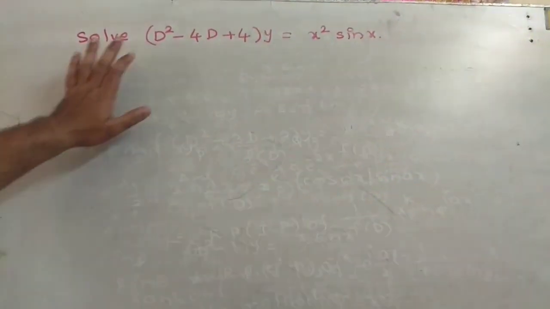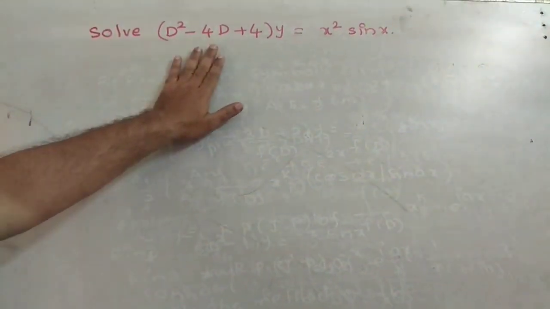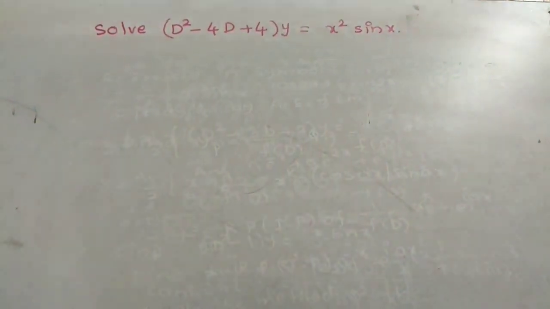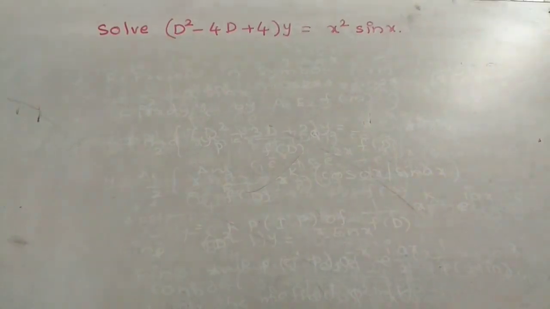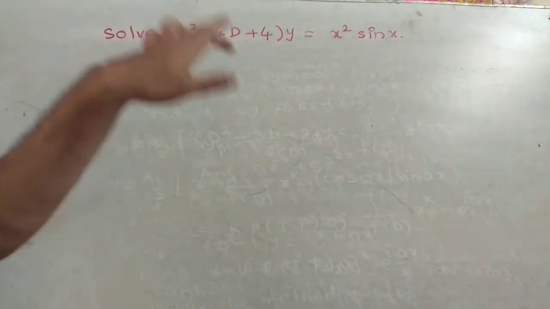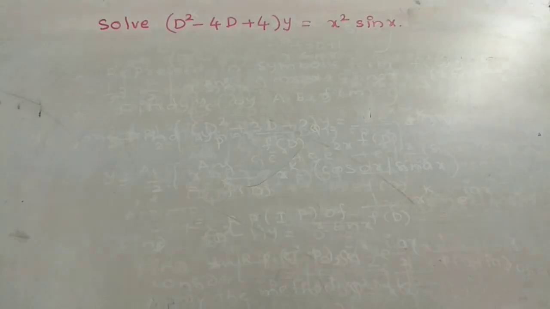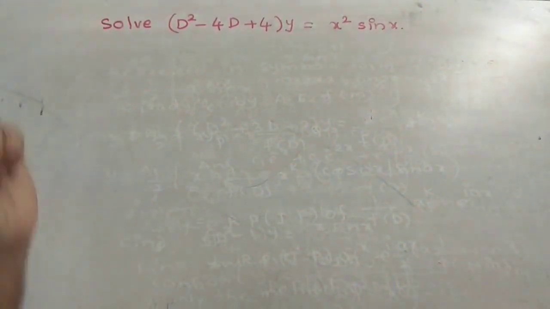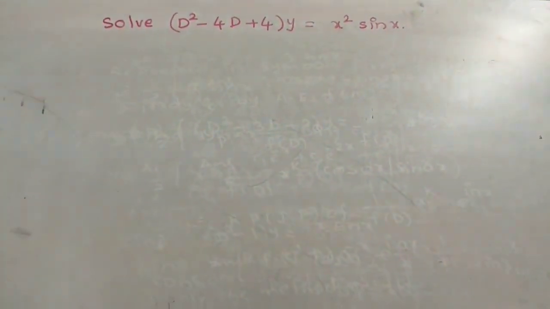Now let us have a problem. D square minus 4D plus 4 of y equal to x square sin x. Look at your right side. It is looking like x to the power of k into V, where V stands for sin ax. A is nothing but 1 there.